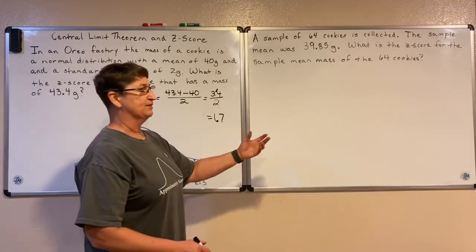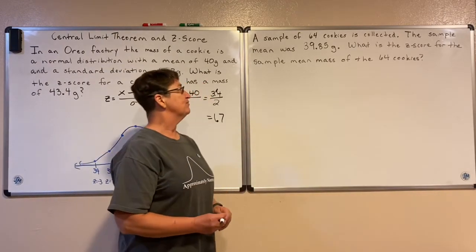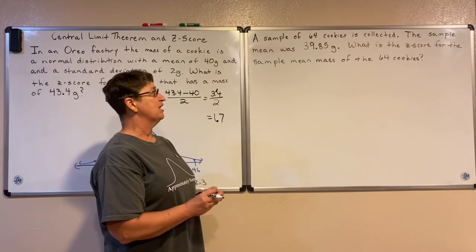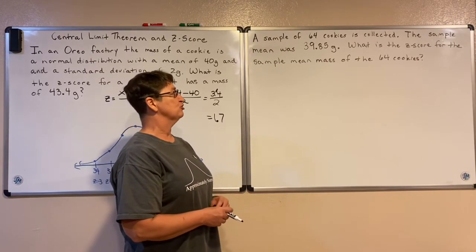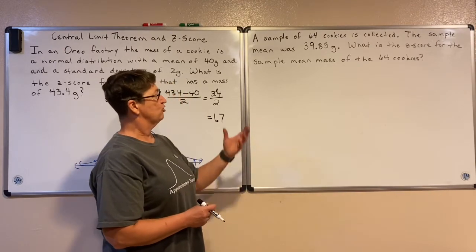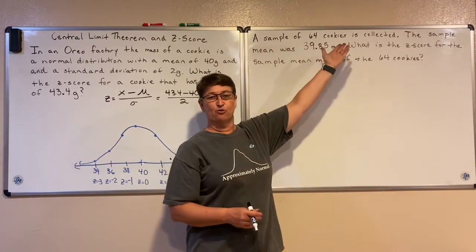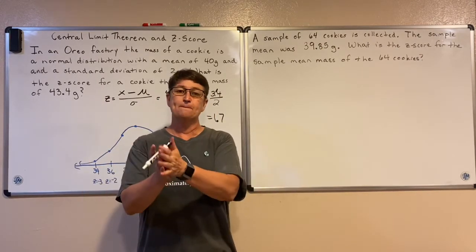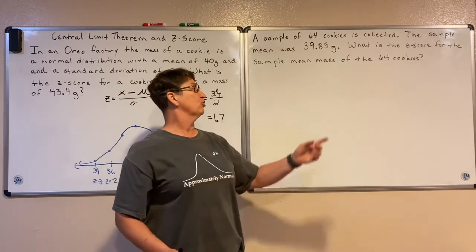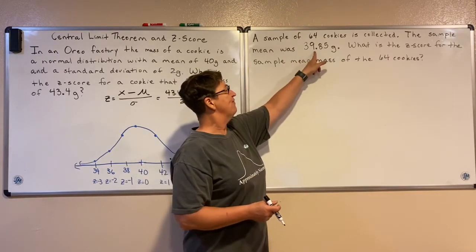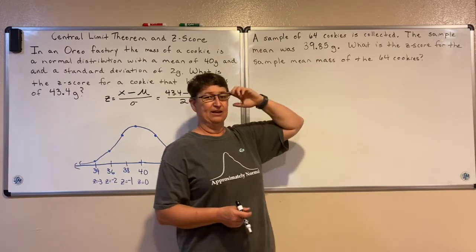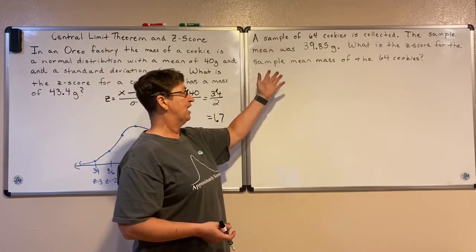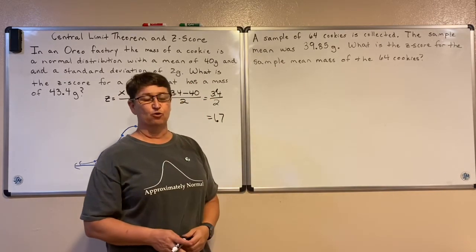Now, let's look at this. Here we have a sample of 64 cookies that was collected. The sample mean of 39 8/85 grams was collected. So, in other words, we collected 64 cookies, we found the mass of each of those cookies, and then we found a mean for those 64 masses, and that mean was 39 8/85 grams. We want to know what's the z-score for this sample mean mass of the 64 cookies.